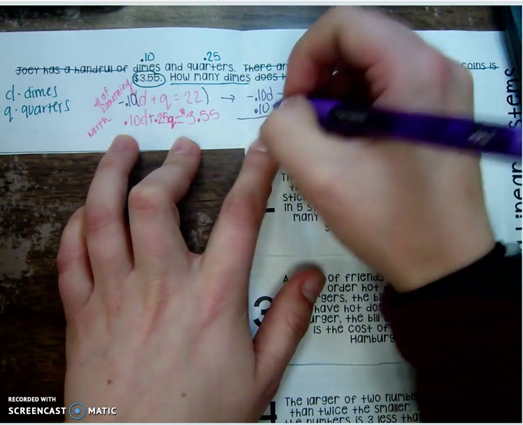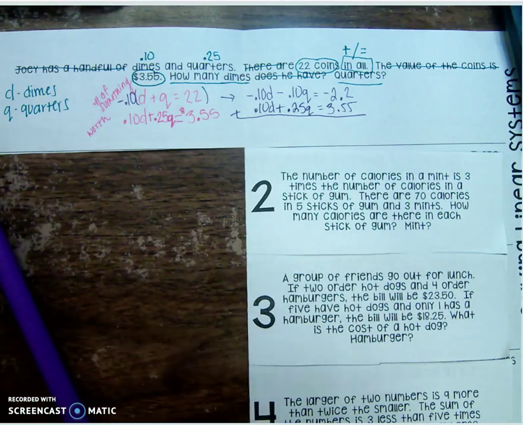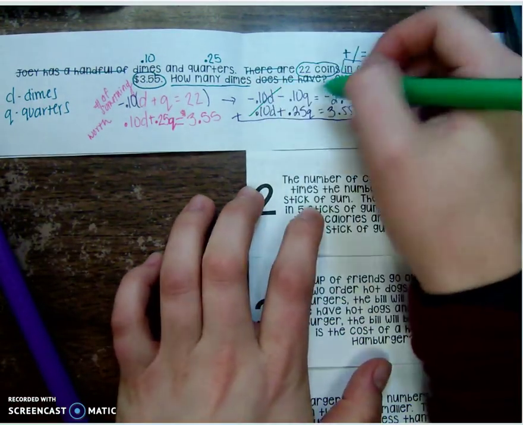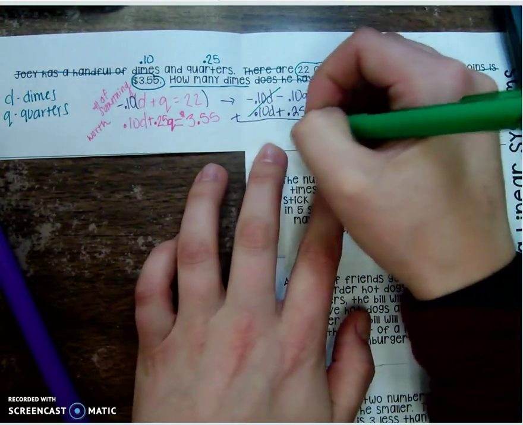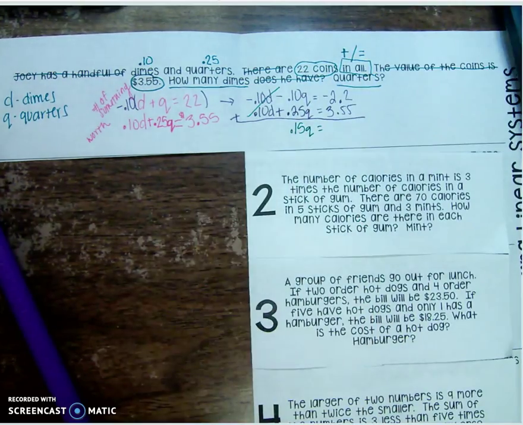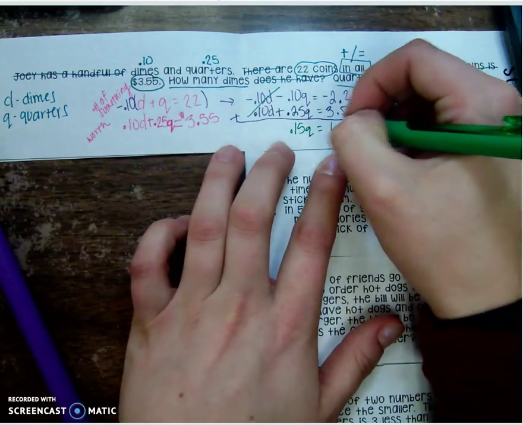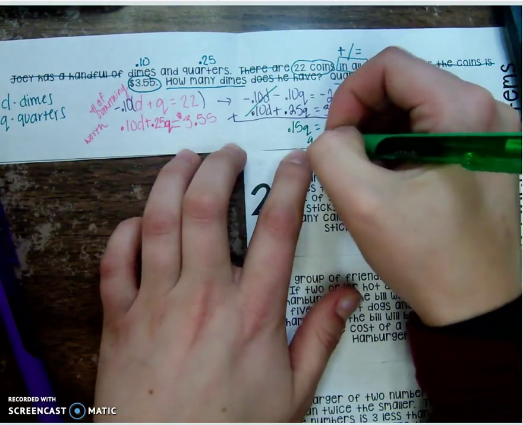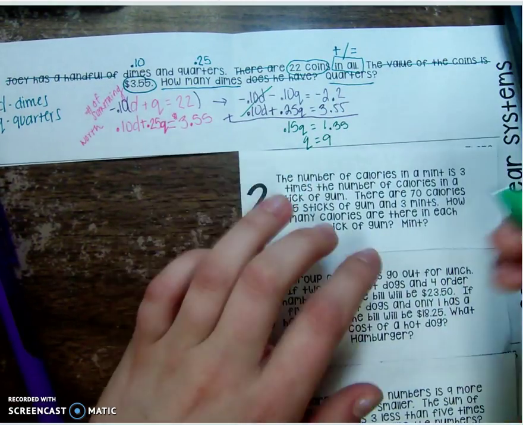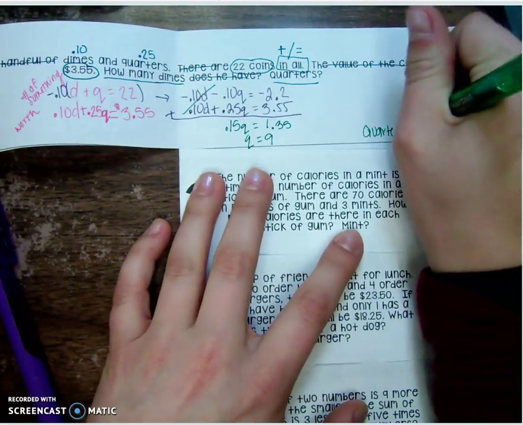My D's are opposite signs, so I'm going to add. So I'm left with negative 0.10 plus 0.25, 0.15 Q, equals negative 2.2 plus 3.55, which is $1.35. And then divide both sides by 0.15. Q equals 9. So I have my quarters. He had 9 quarters.